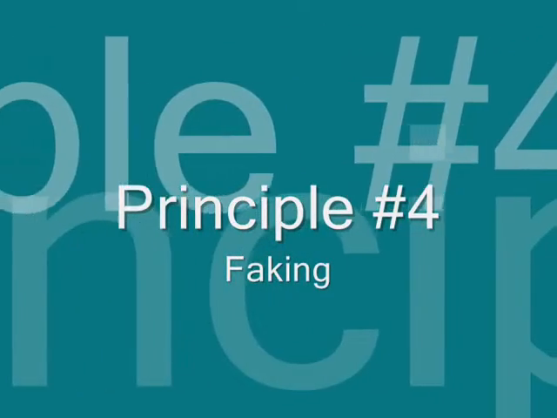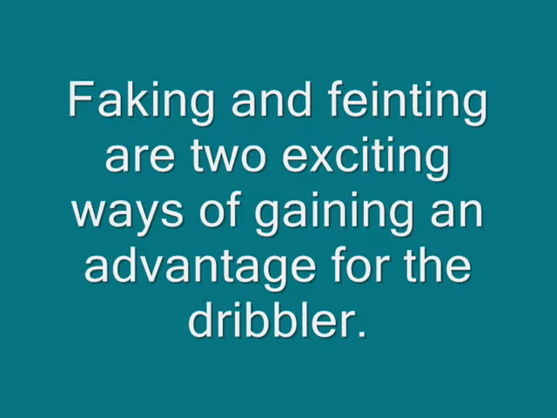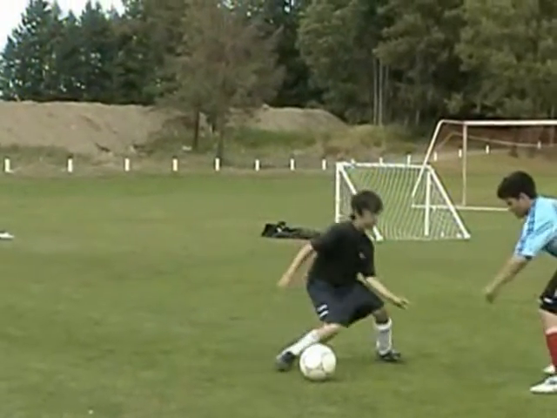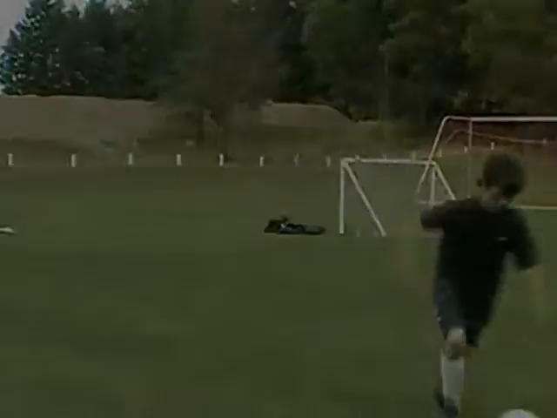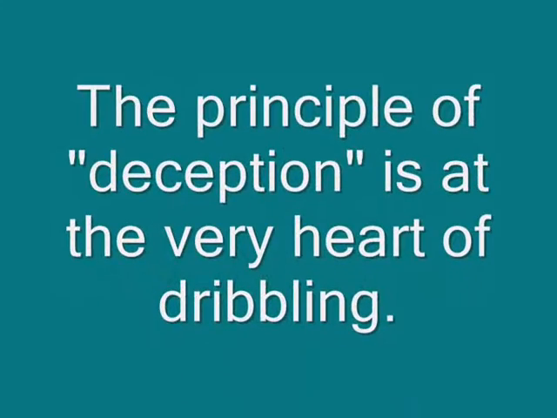Principle number 4. Faking. Faking and feinting are 2 very exciting ways of gaining an advantage for the dribbler. He feints to go inside, unbalances the defence, and then bursts away on the outside. The principle of deception is at the very heart of dribbling.